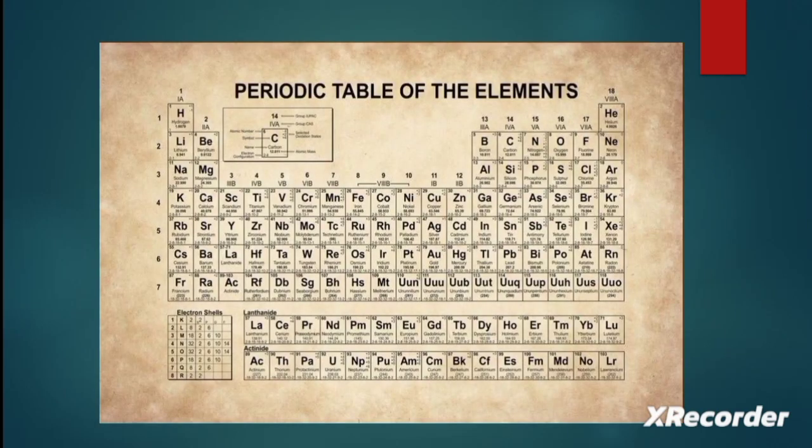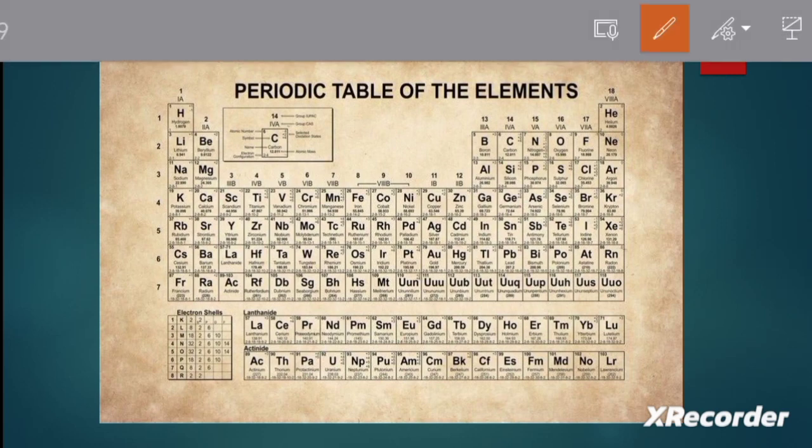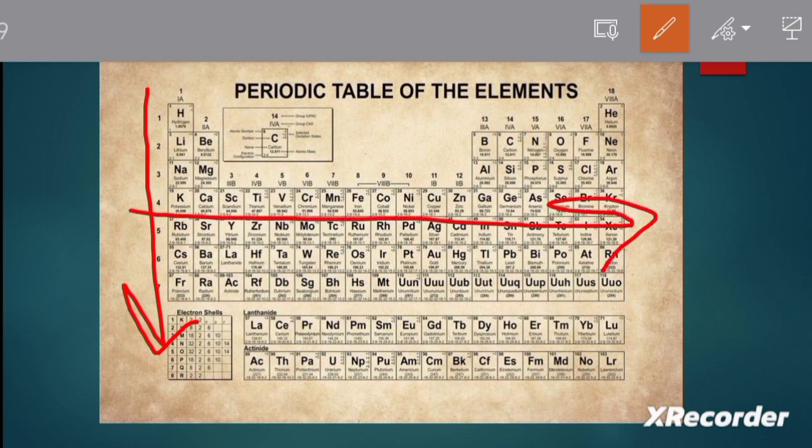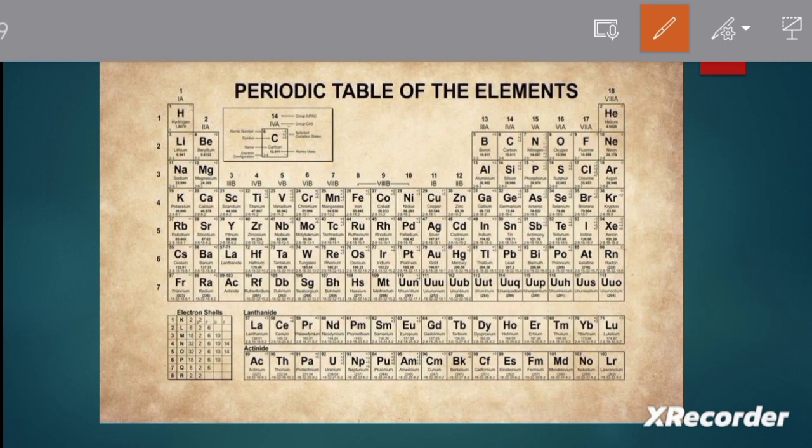Here you can see the modern periodic table. This modern periodic table has groups going downwards and periods like this. Rows are known as periods and columns are known as groups. Elements were put into groups considering their valency.